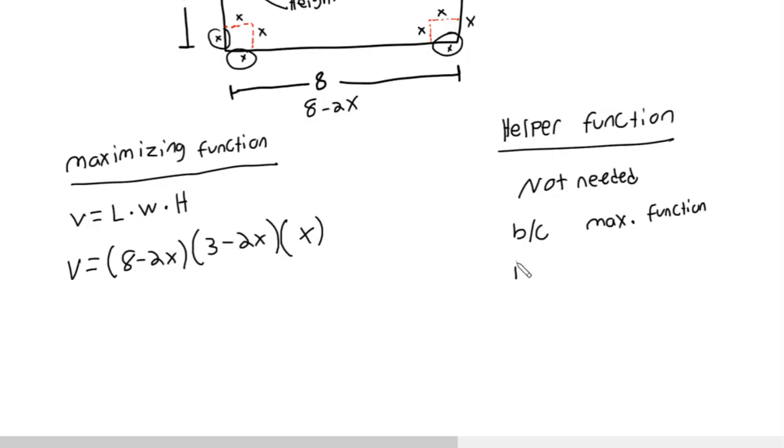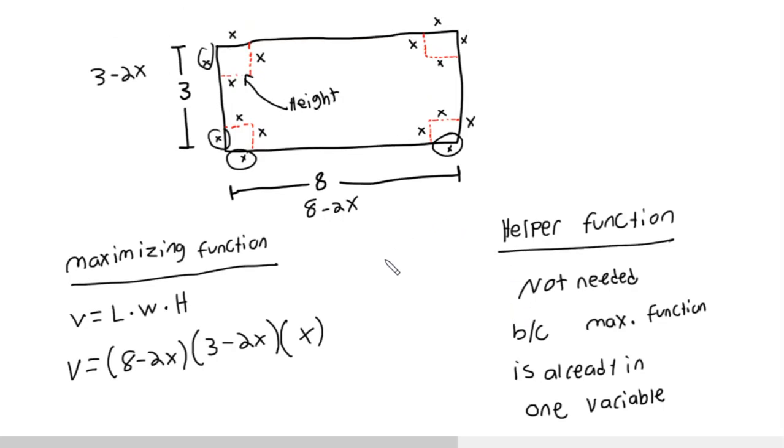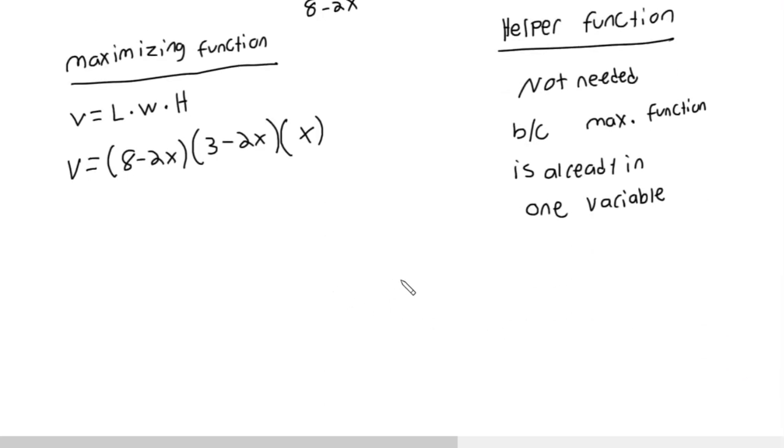Not needed because the max function is already in one variable. If it were in two variables, x and y, then I definitely would need this helper function, but it's already taken care of. So I don't need it. And that's what I meant earlier when I first said you use the helper function if needed. In the last example, in my last video, we needed it. In this example, we don't need it. So that's what I meant when I said this problem's harder and easier at the same time. It's harder to set up, but it's easier because we don't need to worry about the helper function.